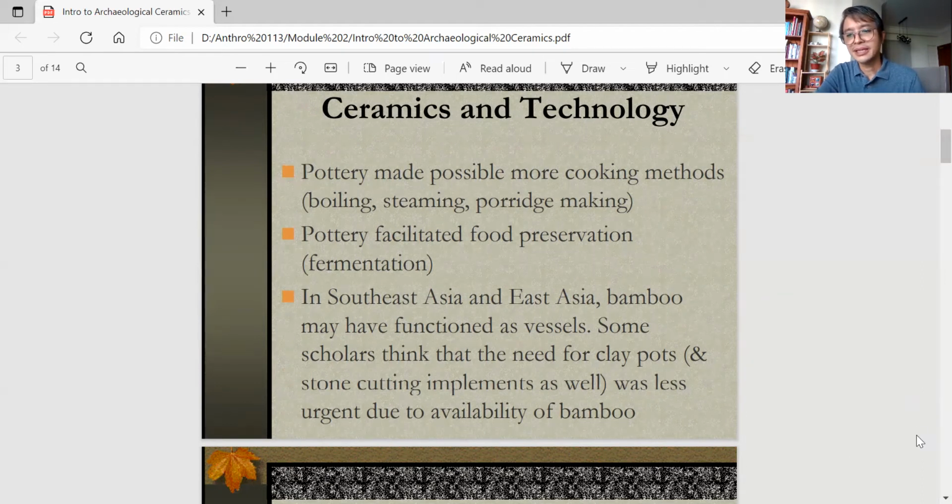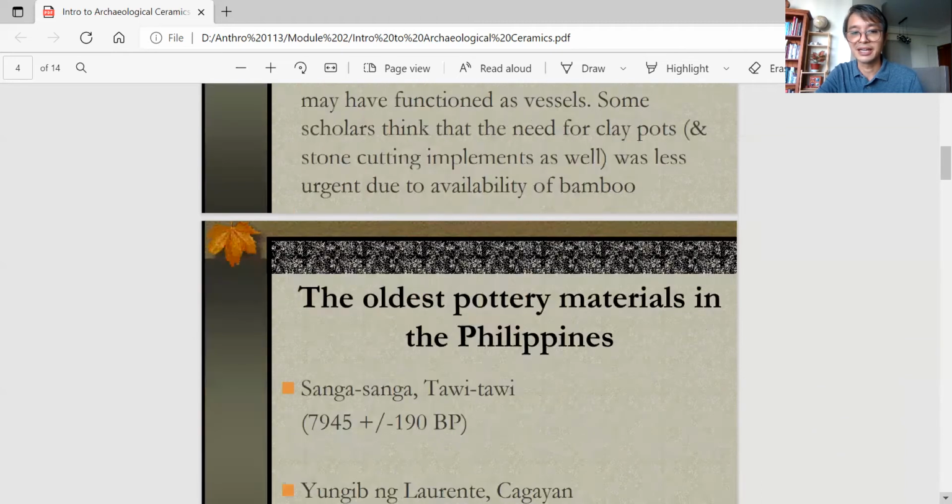But then again, pottery is so useful that it made advances in food processing and storage. So with the appearance of pottery, we could do so many things about our food, especially the preservation and the storage of food, and also the processing of these resources that we need in everyday life.